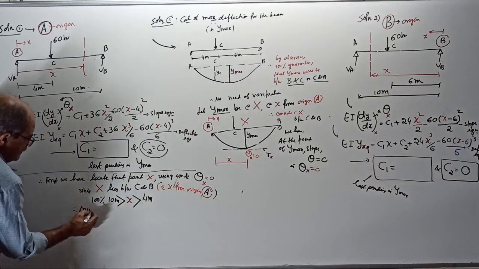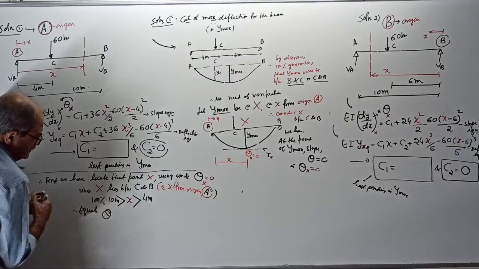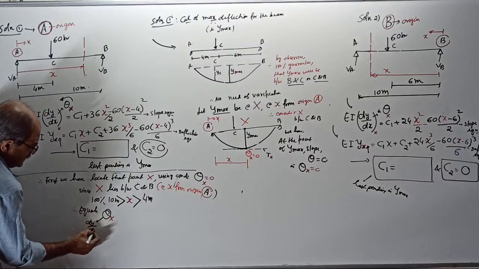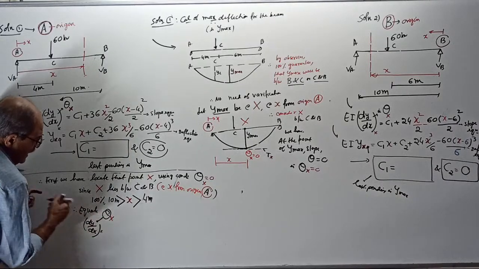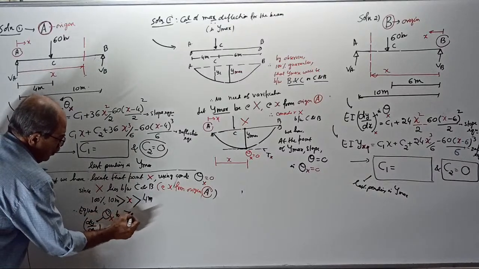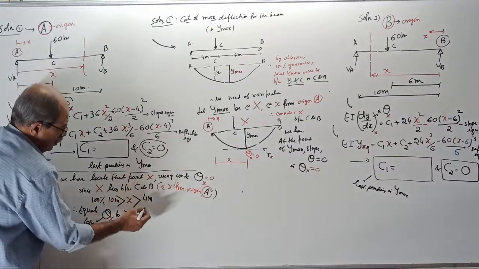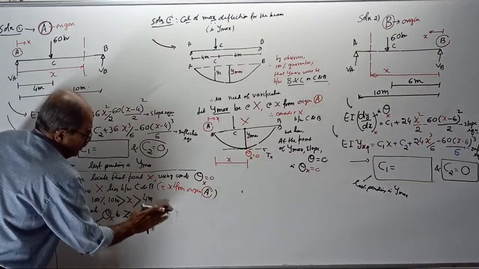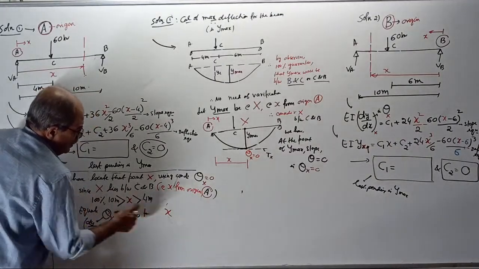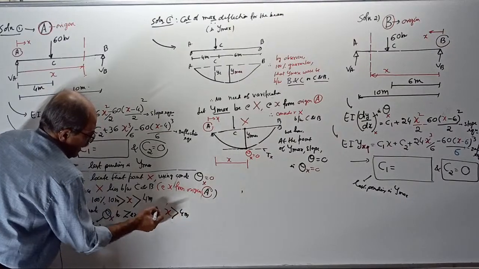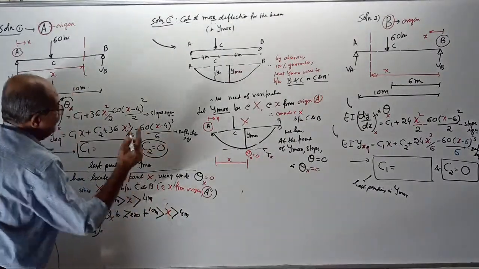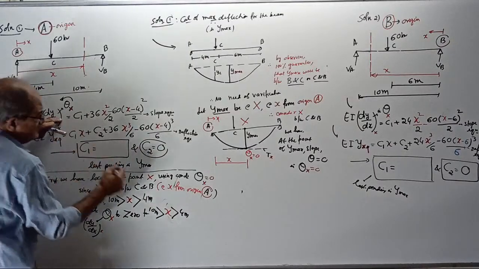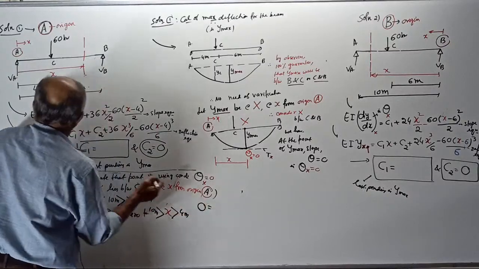Therefore, equate theta x. Theta x means what? Theta x means dy by dx only. Theta x equal to 0, for your x value, for your x value more than 4 meter and less than 10 meter. Start. X more than 4, less than 10. See, EI dy by dx is 0. Slope is 0, equal to C1.